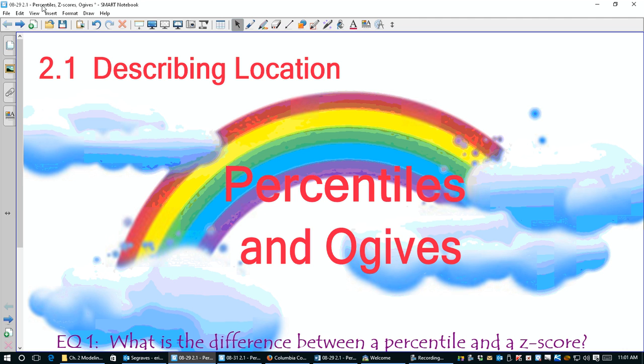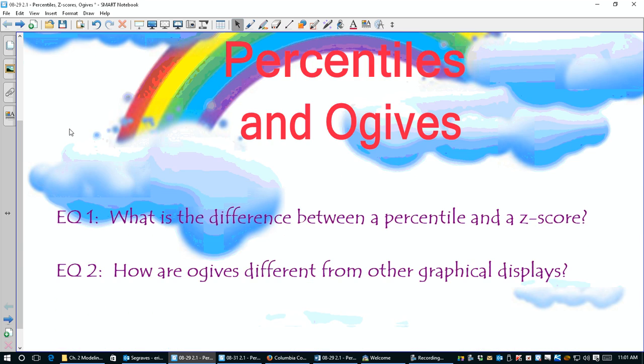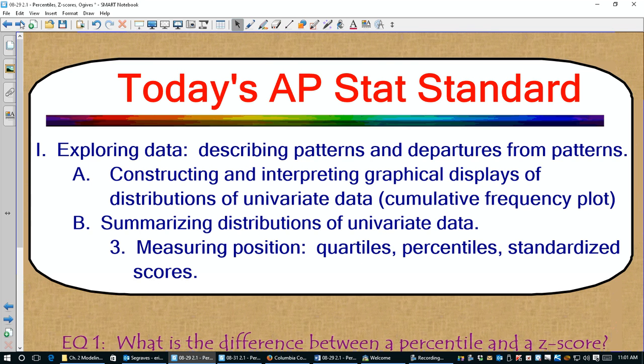Okay, this is the first video in the second chapter. We are starting to describe location and what that location exactly means. We're going to start talking about percentiles and ogives. Our essential questions for the day are: what are the differences between a percentile and a z-score, and how are ogives different from other graphical displays?